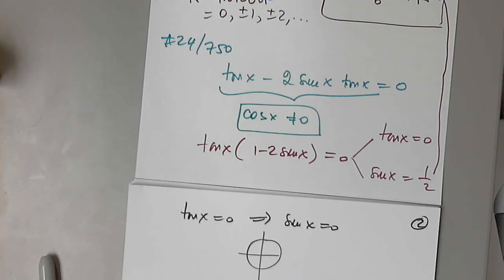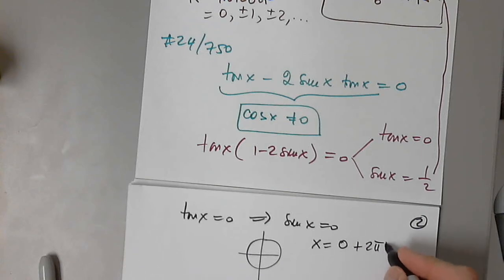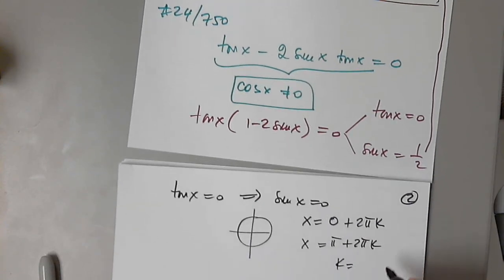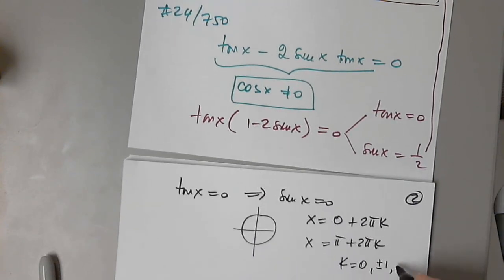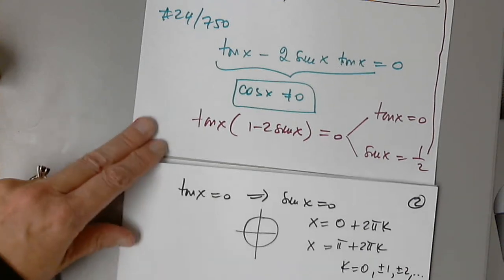0 and pi. So I will write x equals 0, not needed really, plus 2 pi k, or x equals pi plus 2 pi k. So, of course, I have to write what k represents: 0, plus or minus 1, plus or minus 2, and so on and so forth.